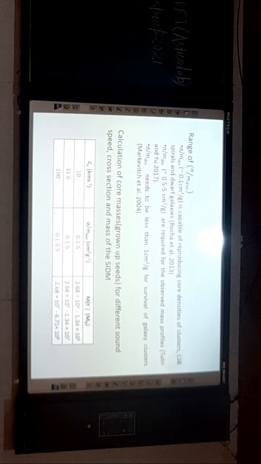So if we insert this into the rate equation, we get how much the black hole would grow till that time for a particular range of cross-section of the particles, the mass of the particles, and the sound speed of the medium. Now, we consider a range of the cross-section of the dark matter particles. We consider from 0.1 to 5 centimeters squared per gram.